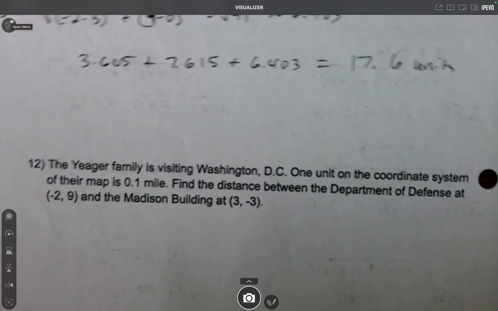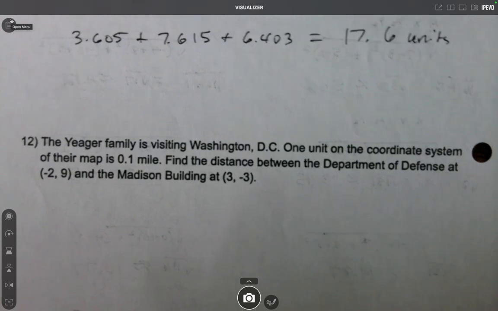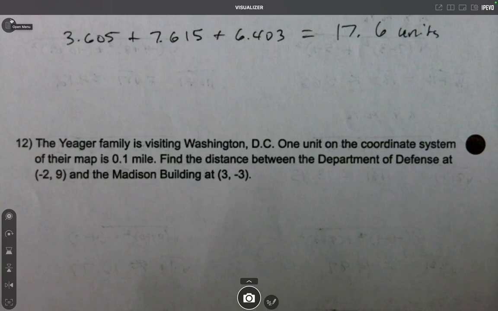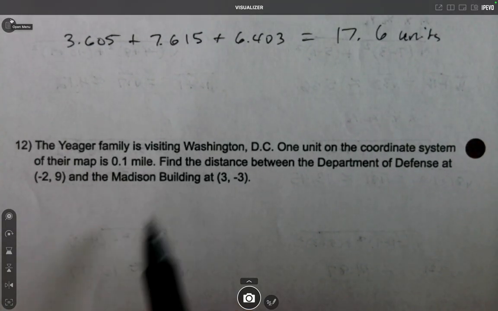Okay, last one, and this one is not as long. The Yeager family is visiting Washington, D.C. One unit on the coordinate system on their map is 0.1 miles. Find the distance between the Department of Defense at (-2, 9) and the Madison Building at (3, -3). So we need to find the distance between these two points.